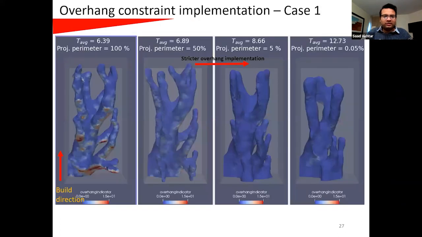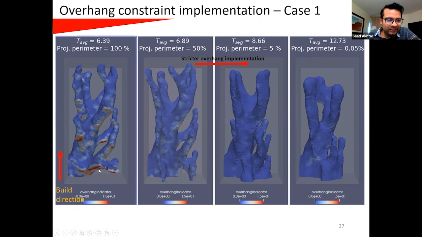So this was some of the implementation. As you go from left to right, it's a stricter projected overhang implementation, and the build direction is from top to bottom, as shown in the figure. And you can see that between 100% and 50% constraining the projected perimeter, the cost function doesn't really change that much. And you see this interesting behavior where the optimized topology finds itself basically rooting itself into the base plate.